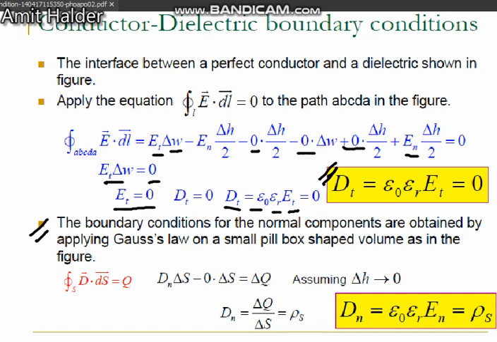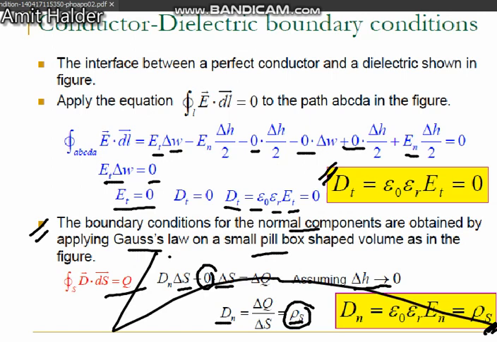As well as the boundary condition for the normal component. Same, apply Gauss law in the small pillbox. You can get del S, the D2n is equal to 0, so that will be out, and del q divided by del S, assuming del h tends to 0, same as before. The second media is 0, so Dn is equal to rho s, the surface charge density.